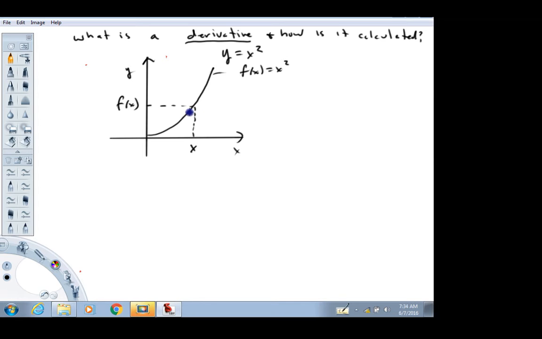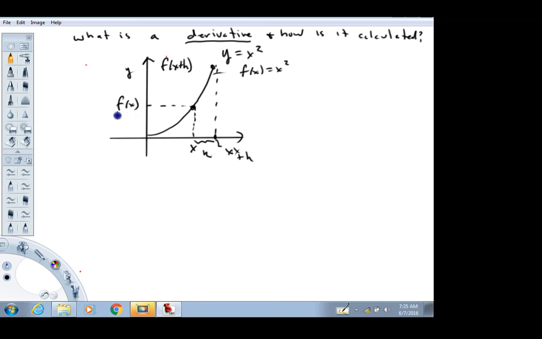Now, slope from algebra class: y2 minus y1 over x2 minus x1. We typically need 2 points to calculate a slope. Right now I don't have 2 points, I have 1 point. So I'll just imagine the second point. Imagine we move over a distance h. The new x value is x plus h. If we go up to our curve here, the new y value is f of x plus h.